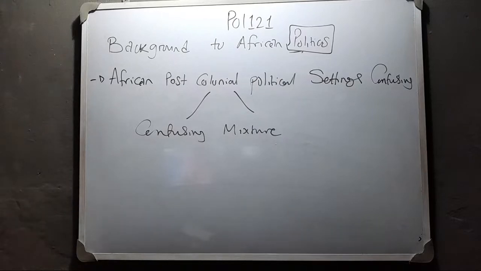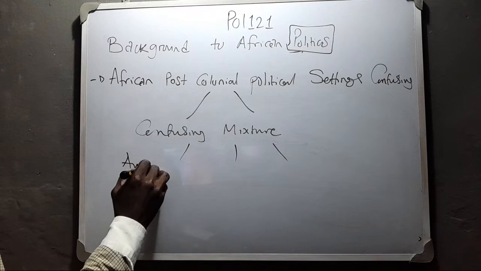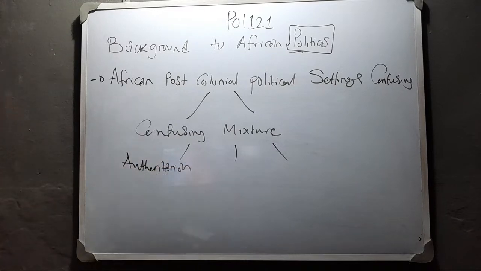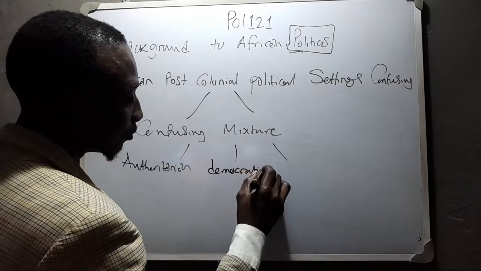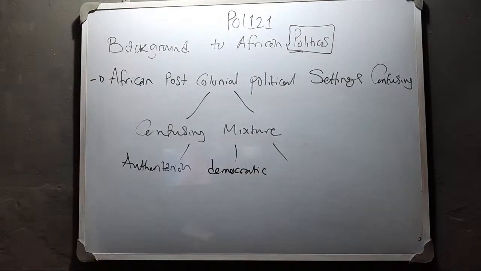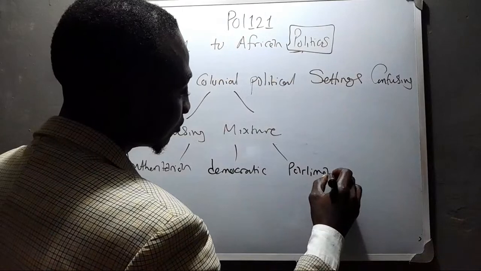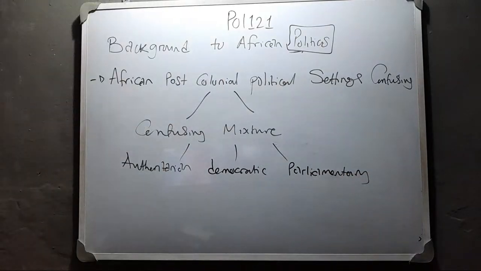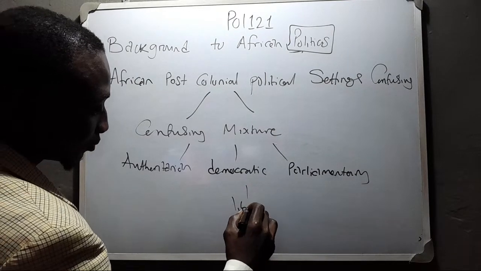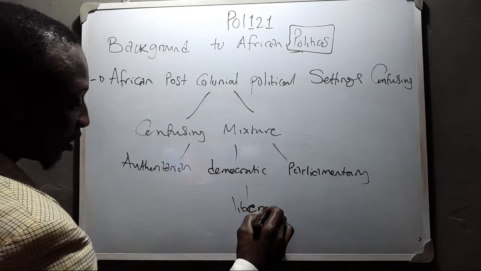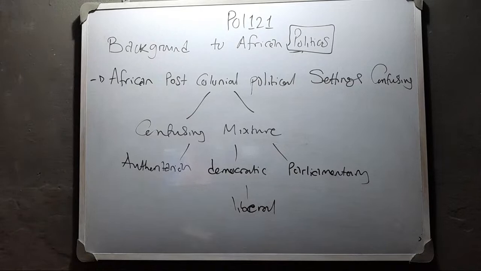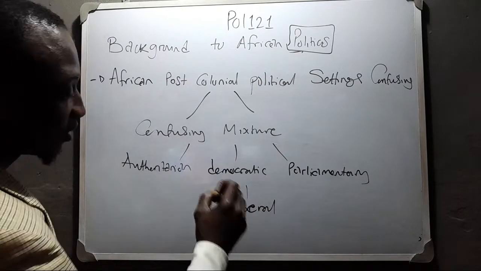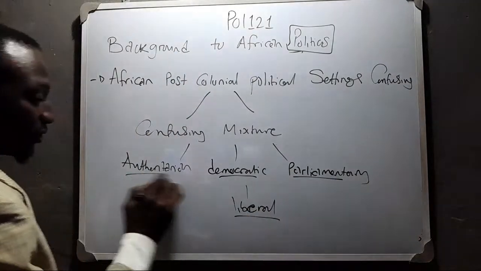Confusing mixture of what? The political system is now a confusing mixture of authoritarian, democratic, parliamentary, and also liberal. Now, you know, sometimes even in Africa, we experience this. Sometimes it's confusing.